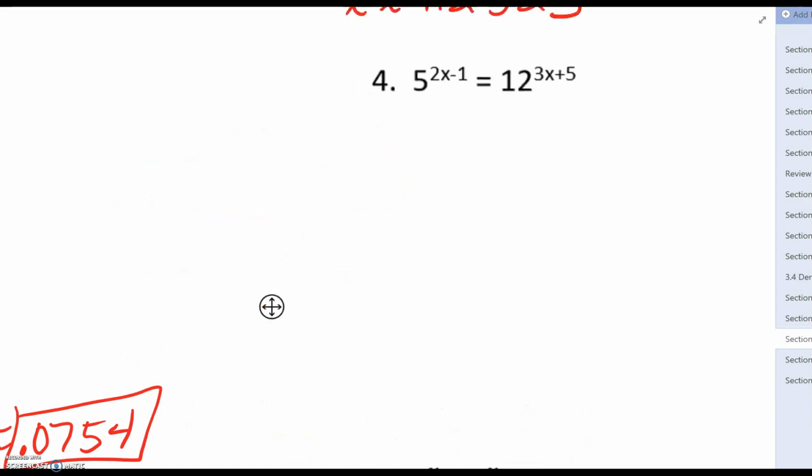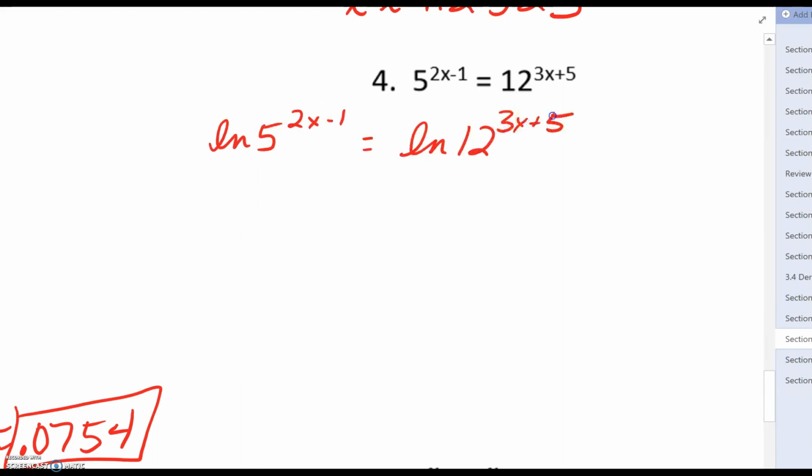All right, so that brings us to number 4 over here. This one's going to be a little more complicated because, as you can see, we have x in an exponent on both sides of the equation. So let's look at how we would go about that. We're going to start by taking the log of both sides. Moving those exponents out front on both sides.